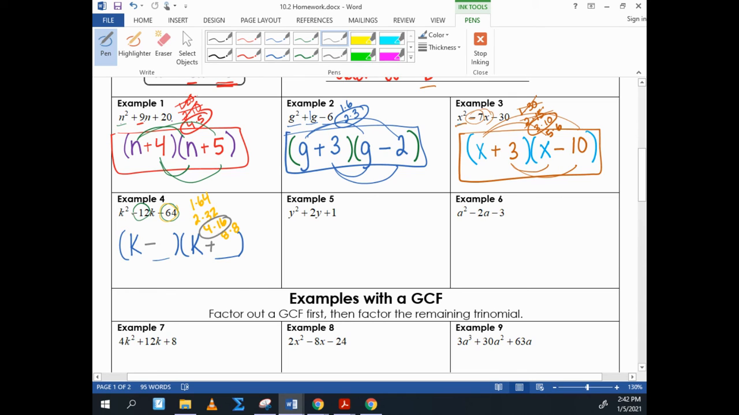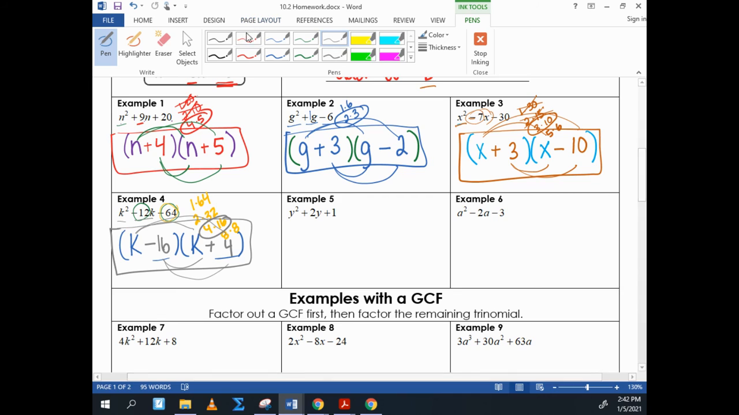But when we look back up here, notice they've got to combine to a negative 12. So our bigger number wants to have that same sign. So that 16 is going to be negative, and then the 4 will be positive right there. Okay, again, when we check it, we've got our k times k gives us k squared. 4k minus 16k, that'll give us that negative 12k. And then negative 16 times 4 gives us the negative 64. So we're done. Good job.